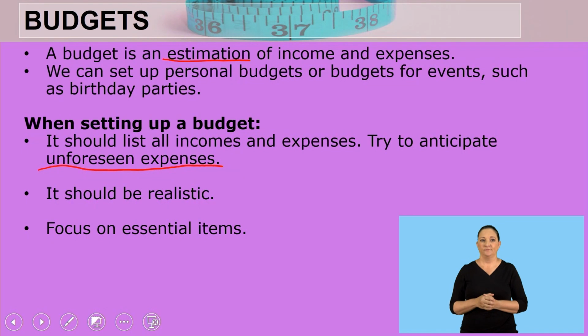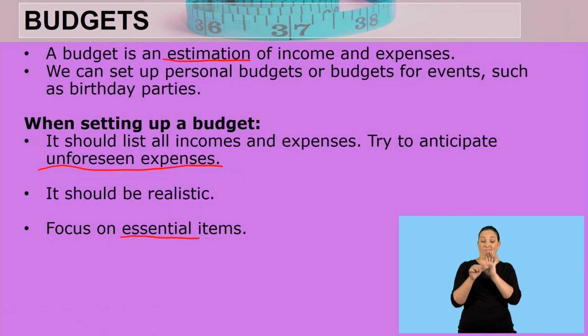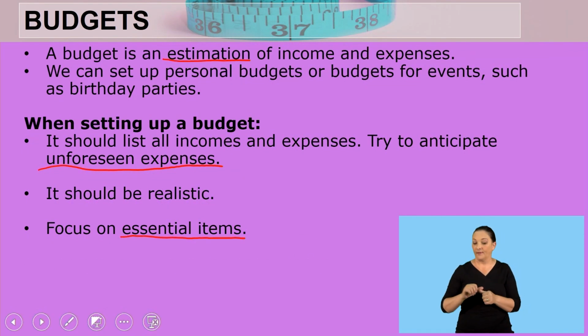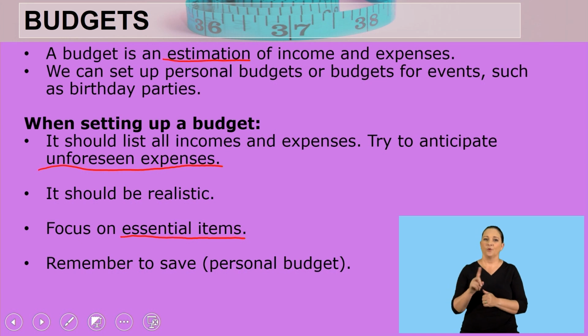It should be realistic. Focus on essential items first, and then remember to save on your personal budget. It should be balanced, and by that we mean that your incomes should be more than your expenses. Otherwise, you're going to create a problem for yourself.